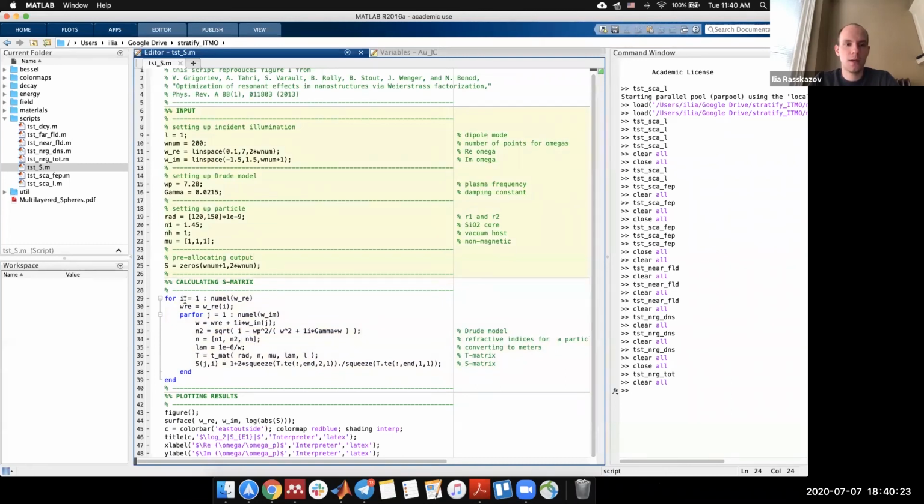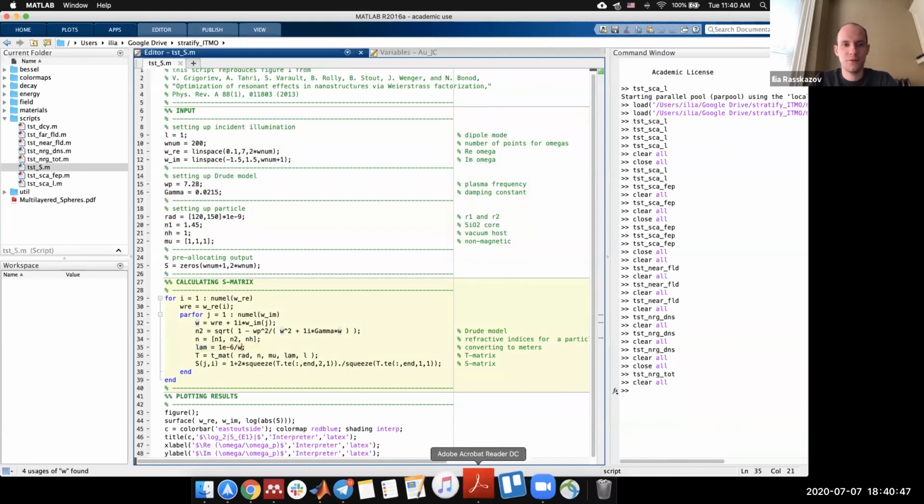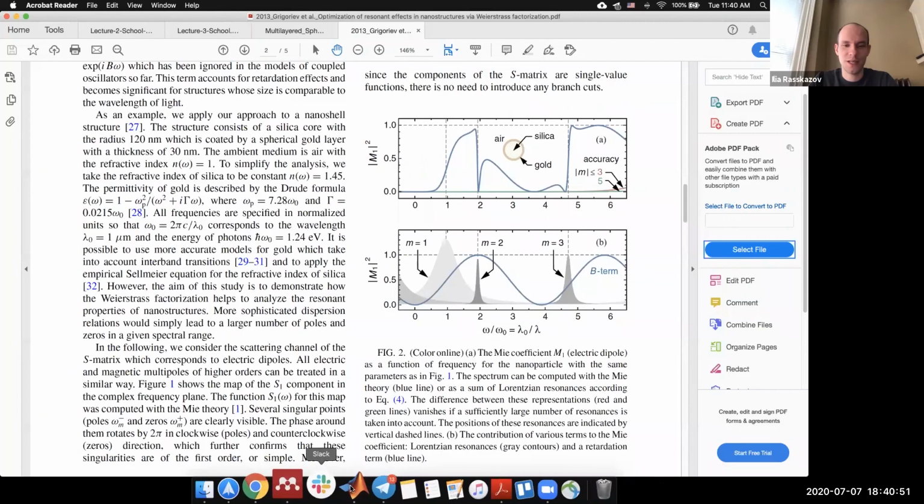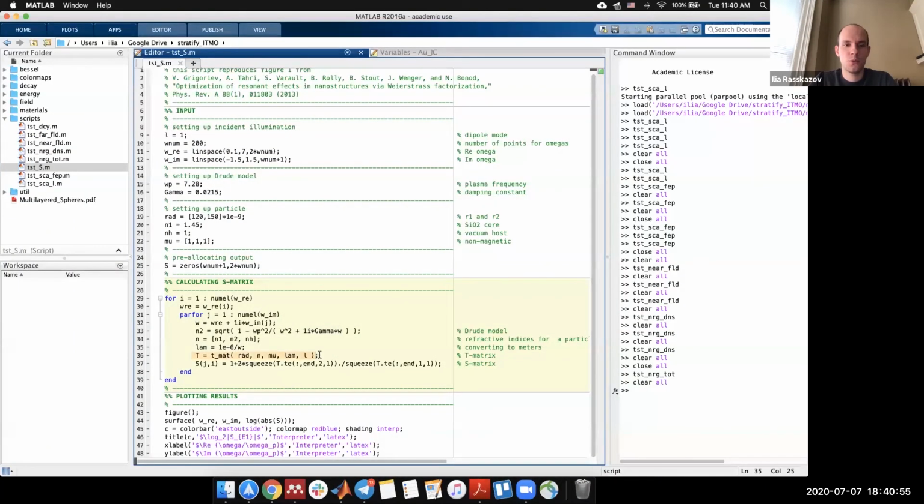Again, we create two loops over real omega and imaginary omega, get the complex omega, and get the refractive index for each shell. Then we get lambdas from omegas. If you read this paper, they have a pretty tricky normalization, but it doesn't matter. Then we feed this lambda to the transfer matrices, and then we get the S matrix. You can immediately recognize that it's exactly what we discussed in the presentation, 1 plus 2t, where t is t21 divided by t11.